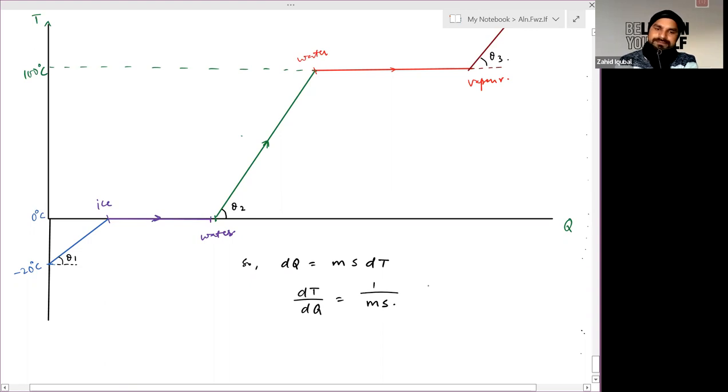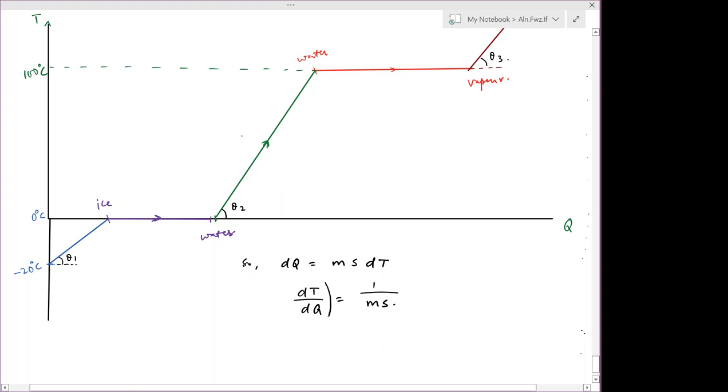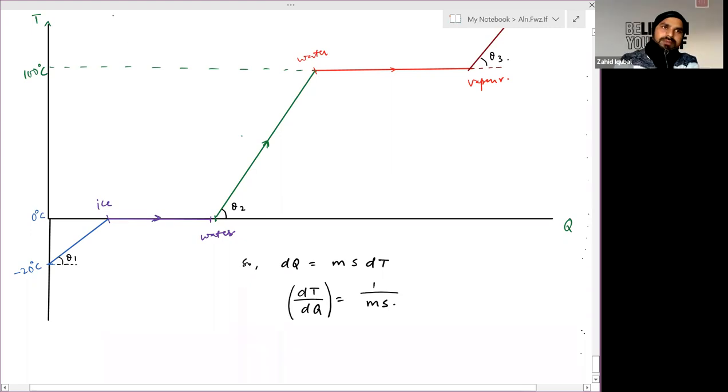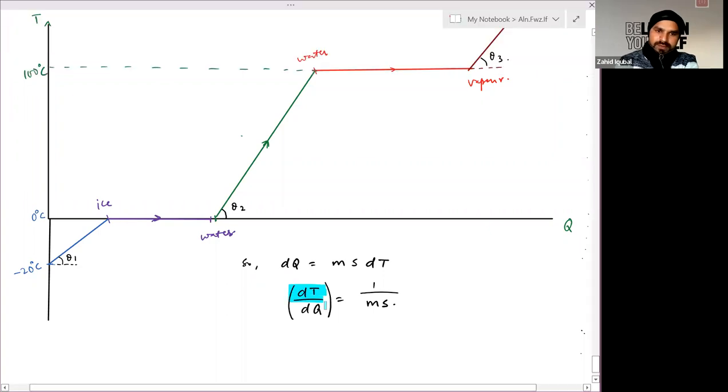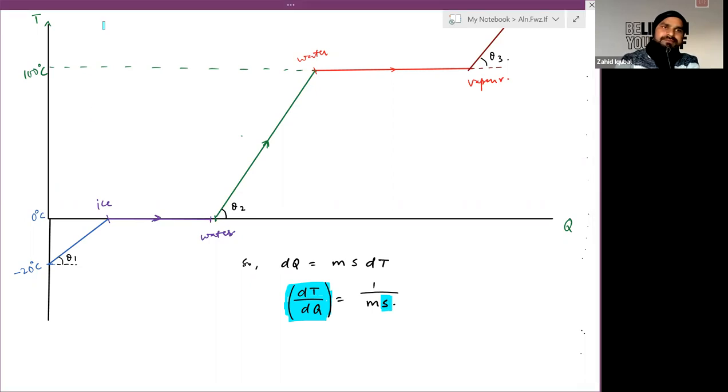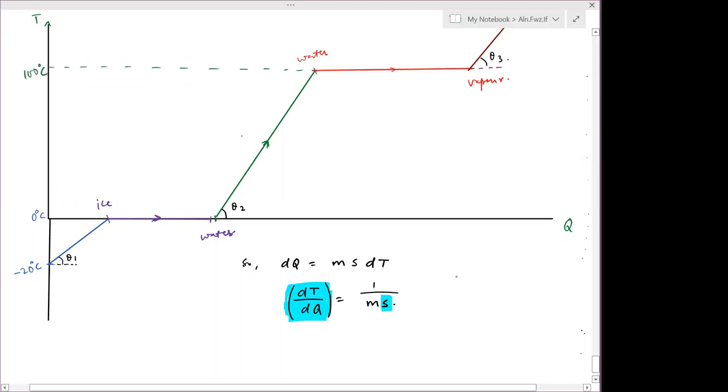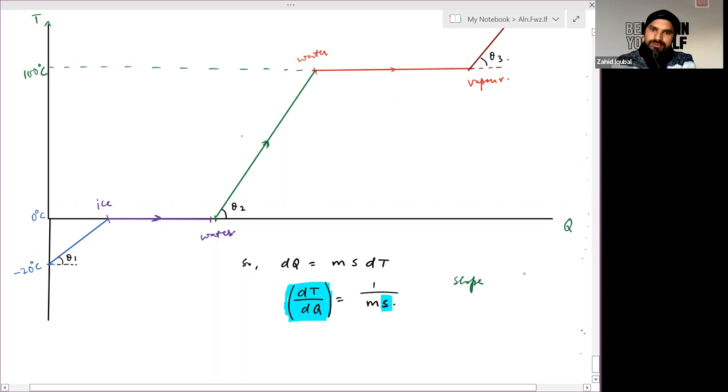Ifra, is it clear? Yes, sir. Now, this particular quantity, dT over dQ, is nothing but perpendicular over base related to this curve, which is also called the slope of temperature versus heat. According to this relation, it is inversely proportional to the specific heat of the substance. Is it clear? Yes, sir. So we can say slope is inversely proportional to specific heat. So the greater the specific heat of a substance, the smaller the slope.